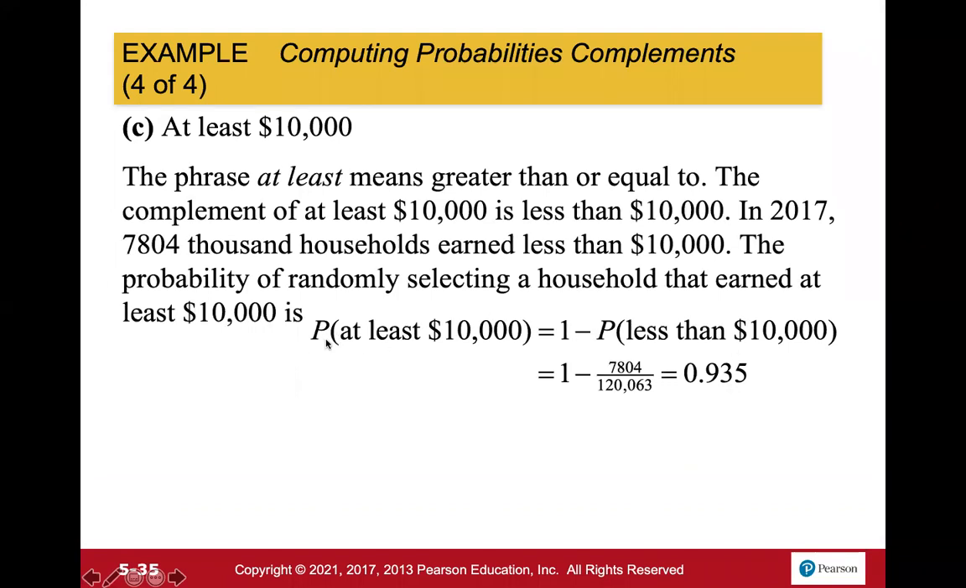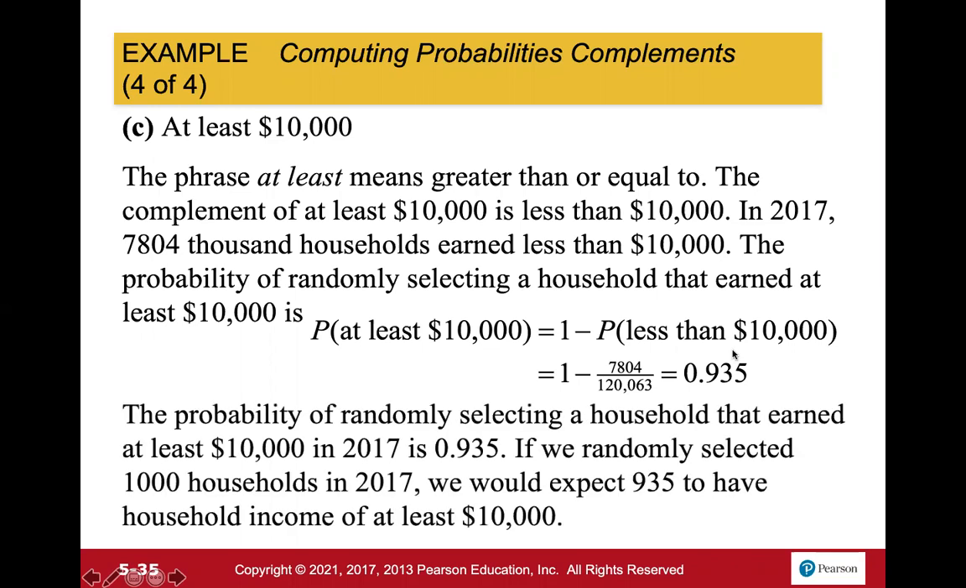So we looked at the probability of at least 10,000 and used the complement rule from finding the probability of less than 10,000. So the probability of randomly selecting a household that earns at least 10,000 in 2017 is 0.935. So if we randomly select 1,000 houses in 2017, we would expect about 935 of them to have household incomes of at least 10,000.